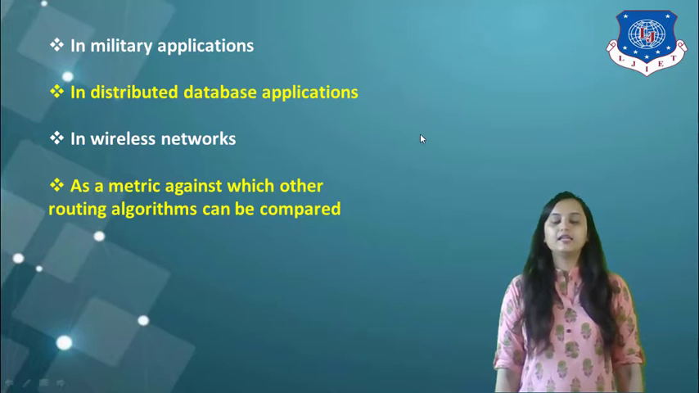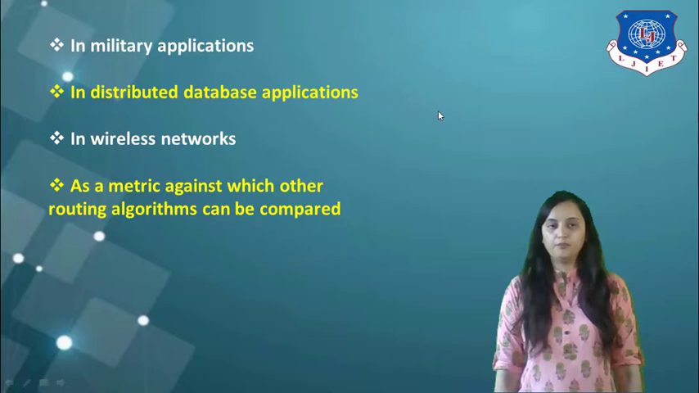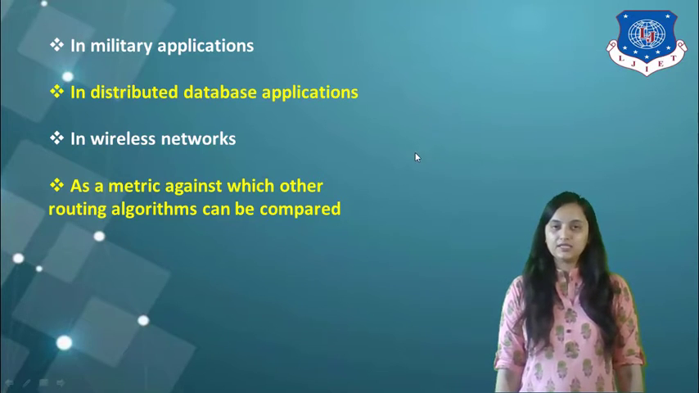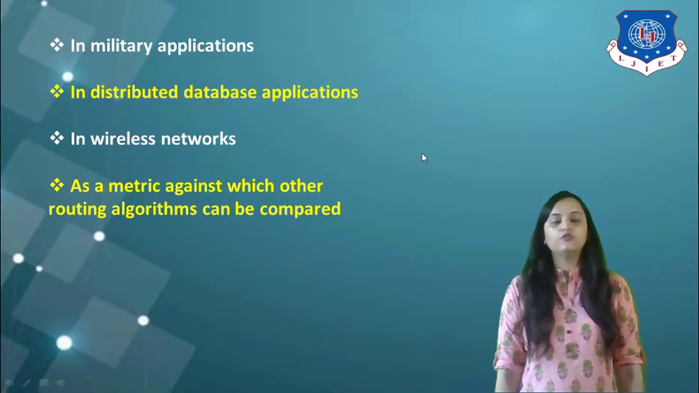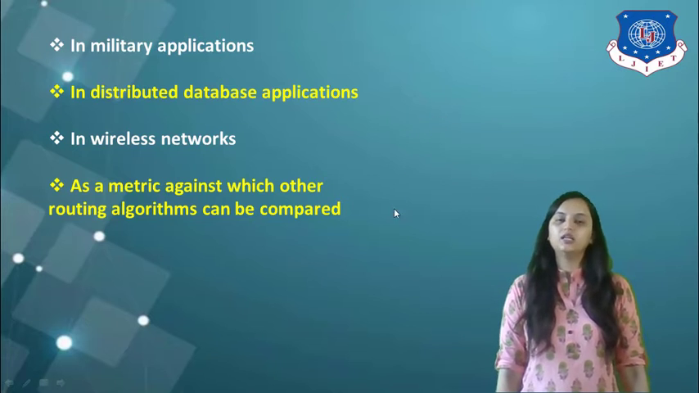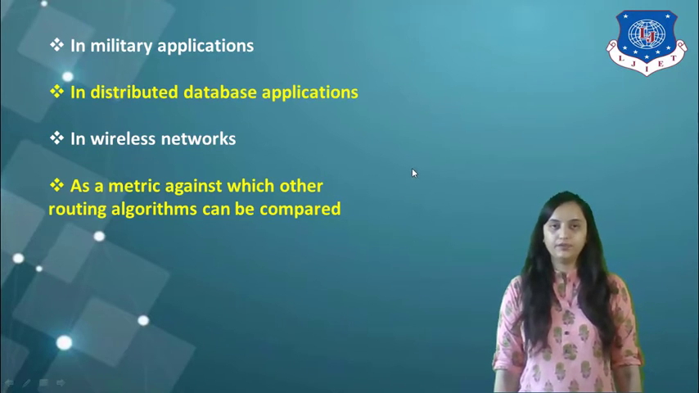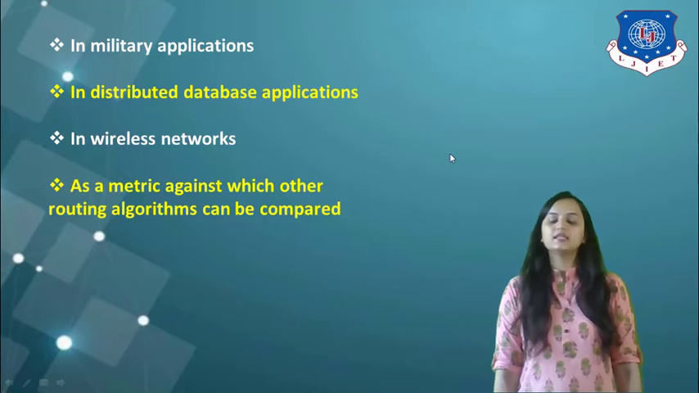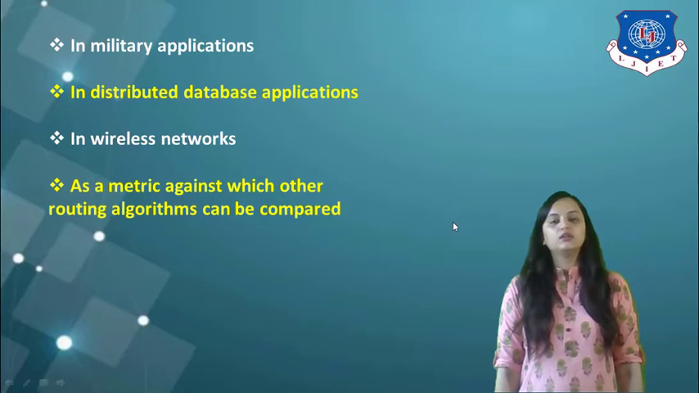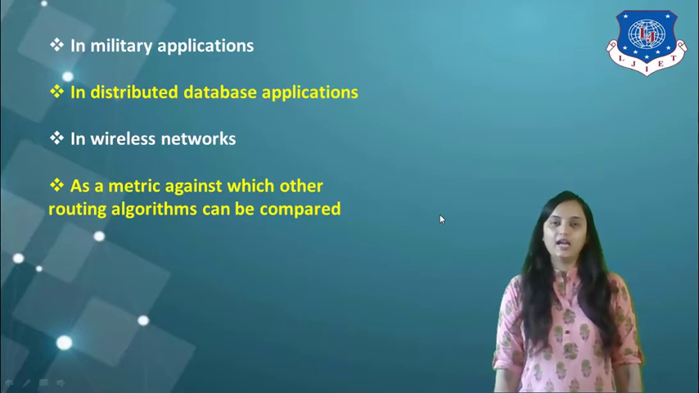Another is as a metric against which other routing algorithms can be compared. Whenever there is a metric requirement against which other routing algorithms are to be compared, flooding can be used, so that it can be compared with the other line over which the packets of the same data have arrived. So these are a few applications where flooding can be used.